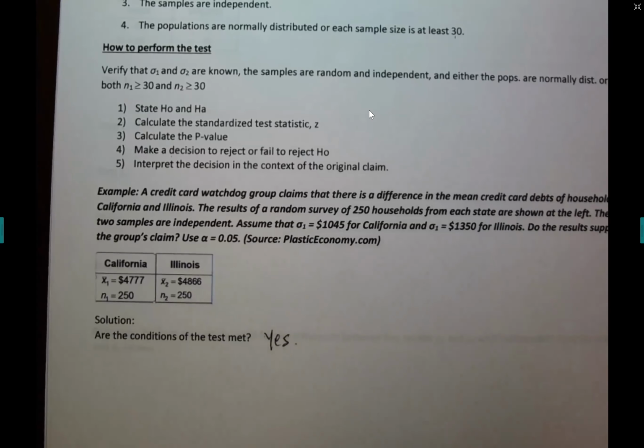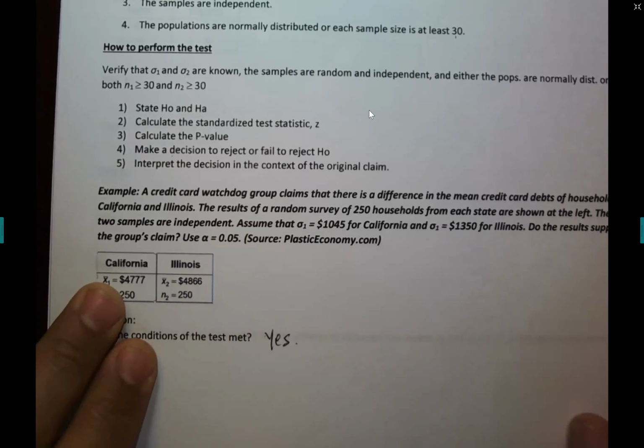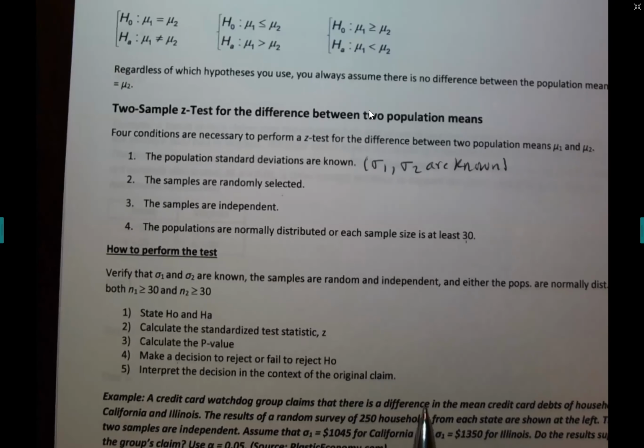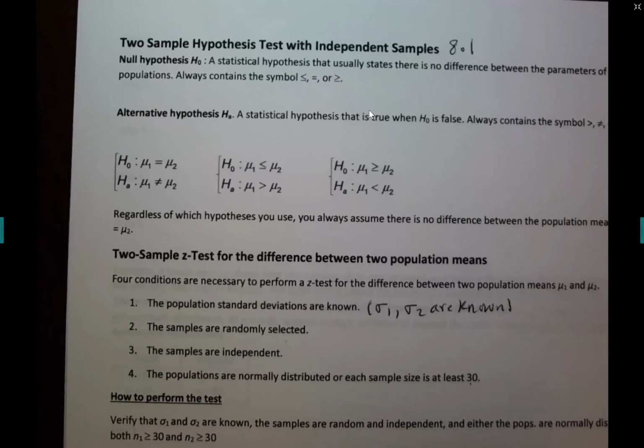Now let me walk you through the 5 steps. Can you guys tell me which hypothesis we're going to select? It says we need to test the claim that there is a difference in the mean credit card debt between the two states. So would it be the first one, the second, or the third? What do you guys think? 1 stands for California and 2 stands for Illinois. It is the first, exactly, Diva. Yes, we need to check if there is a difference, guys. Difference means not equal to. So right here. Okay, let me write them down.